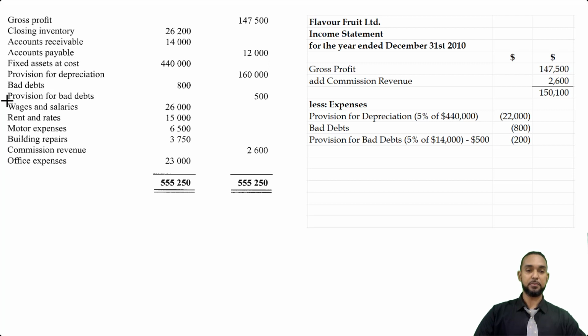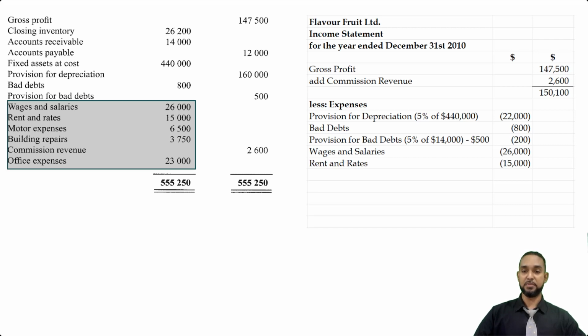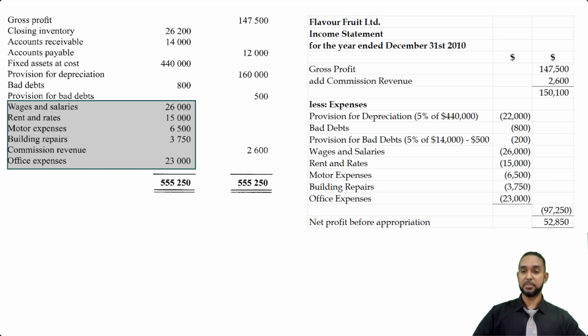Okay, next we have basically everything else here with the exception of commission revenue is an expense. Wages and salaries, rent and rates, motor expenses, building repairs, office expenses. So let's just populate those items as we go along. Wages and salaries, $26,000. Rent and rates, $15,000. Motor expenses, $6,500. Building repairs, $3,750. And office expenses, $23,000. Adding up all the expenses gives us a total for expenses of $97,250. And we're going to subtract that from the profit available there. And that's giving us a net profit before appropriation of $52,850.